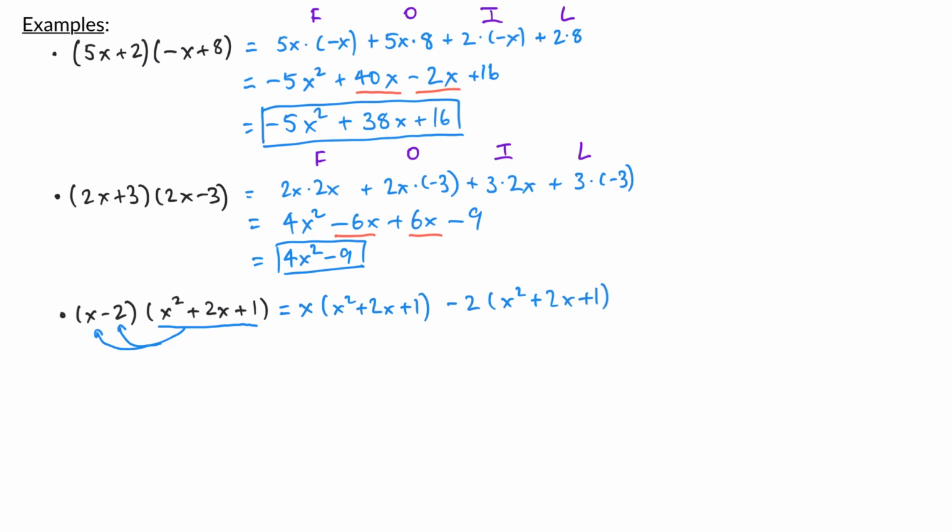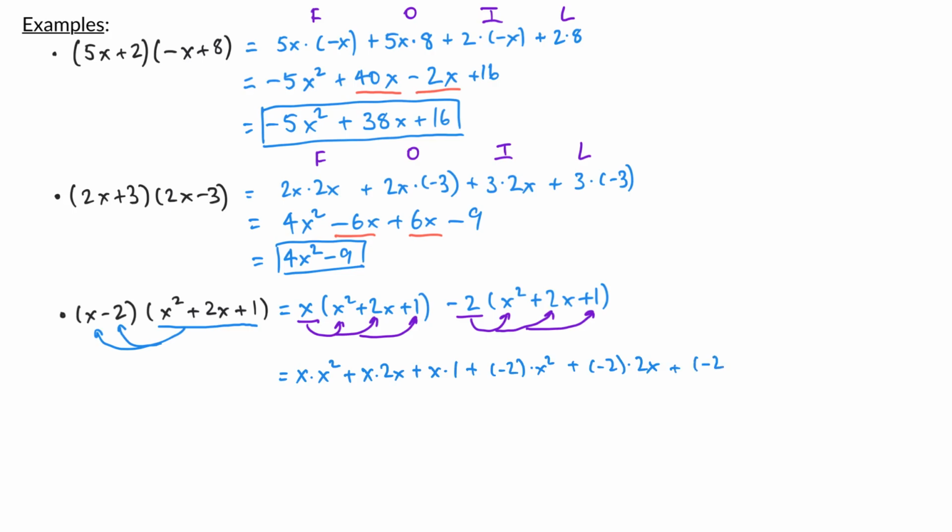At this point, we need to use the distributive property again. We need to distribute this x into every term within the parentheses. So I'll distribute this to the x squared, the 2x, and the plus 1. And I need to repeat this for the second group. Take the negative 2, distribute to the x squared, the 2x, and then 1. So in our first group, we have x times x squared plus x times 2x plus x times 1. In our second group, we have negative 2 times x squared plus negative 2 times 2x plus negative 2 times 1.